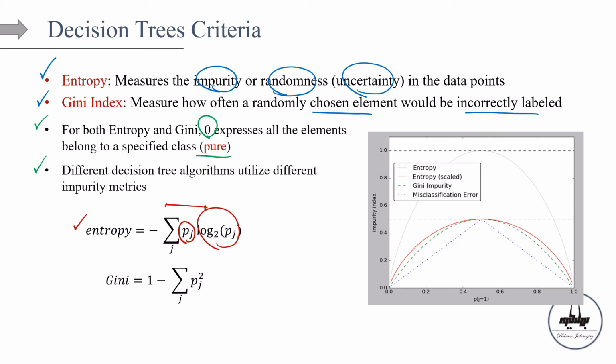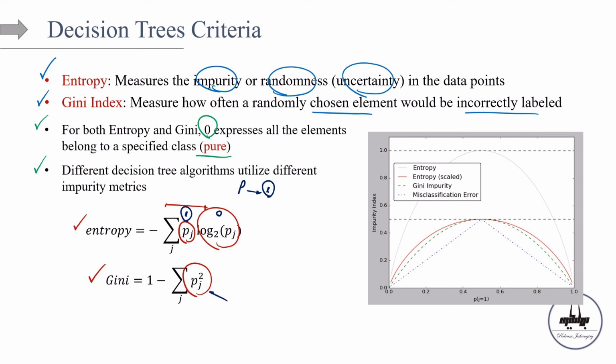I want you to just focus on the big picture. And Gini is simply equal to 1 minus the probability of classes to the power of 2, added together. So in either case, if the probability of a class is close to 1, if the class is pure, what will happen to entropy? Here we plug in 1 and the log of 1. What is log of 1? It's going to be 0 in any base, right? So 1 multiplied by 0 is 0.